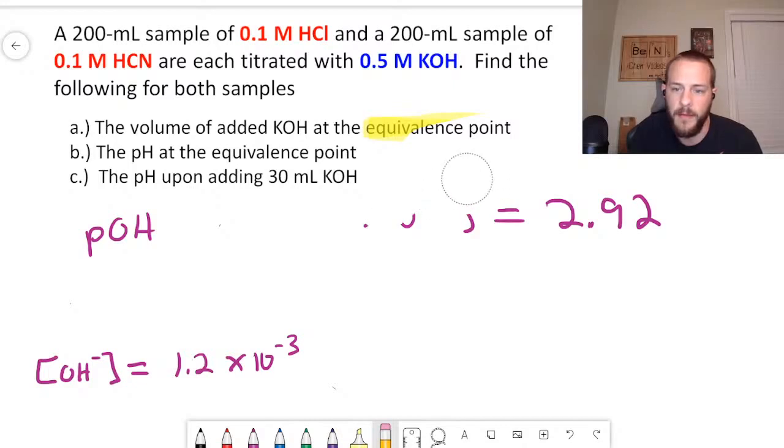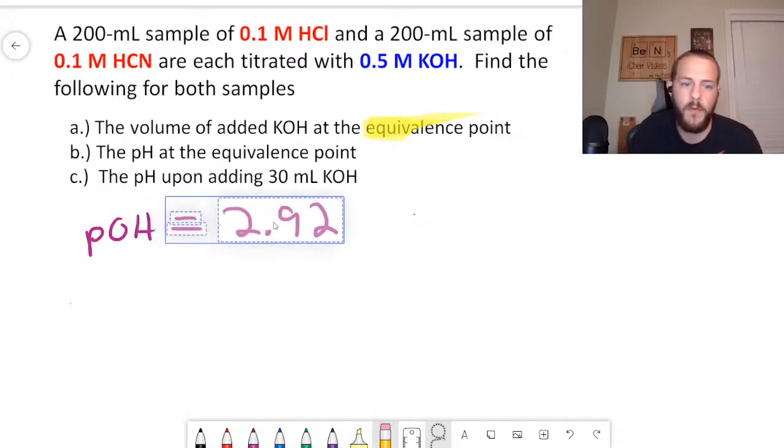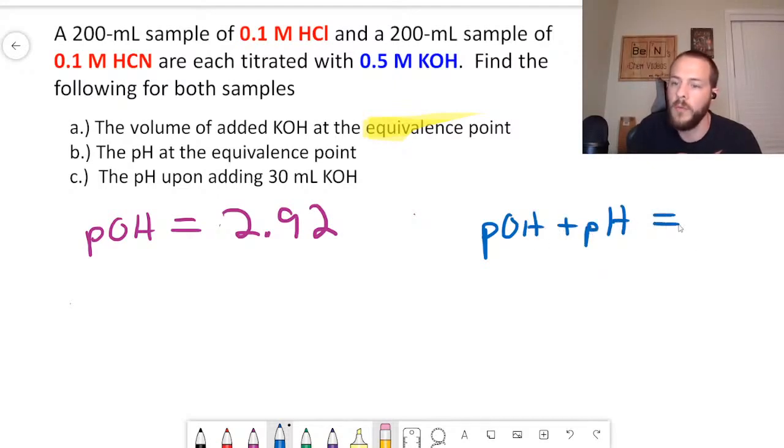I'll just erase all that. Gonna drag that bad boy and throw him over here. All right. So it's also important to remember that the sum of pOH and pH is equal to 14. And that's assuming that you're at 25 degrees Celsius, which is, again, the most commonly reported temperature that you'll see in these kinds of problems. pOH plus pH is equal to 14, right? So all that means is that to get pH, all I have to do is subtract my pOH from 14. So pH is equal to 14 minus 2.92, the pOH.